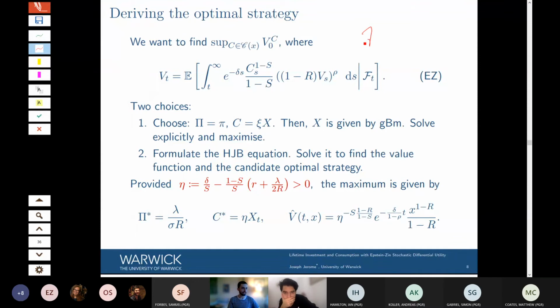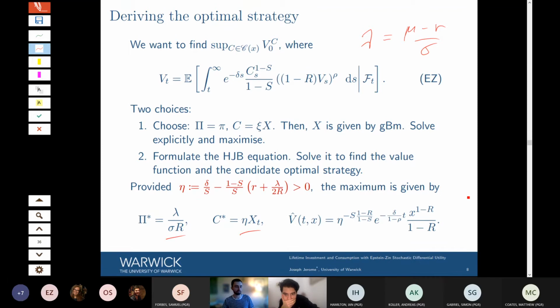And so here lambda is equal to the returns of the risky asset minus the risk-free rate over the volatility of the risky asset. So this is called the Sharpe ratio, or the market price of risk in the finance literature. So we're going to invest some constant fraction in the risky asset. We're going to consume eta, the same amount as a proportion of our wealth, and then the value function is just given by the following. And we don't need to worry about the value function because it's not that important for this talk.